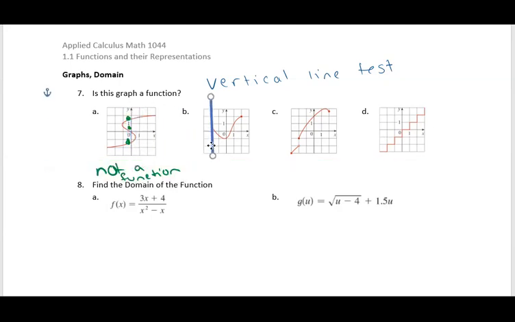Let's try this one. So for part B, if we trace our vertical line across our graph, it looks like it's okay. It looks like it's only going to hit the graph in one place. So yes, this one is a function. Let's try this one. This one's really tricky.